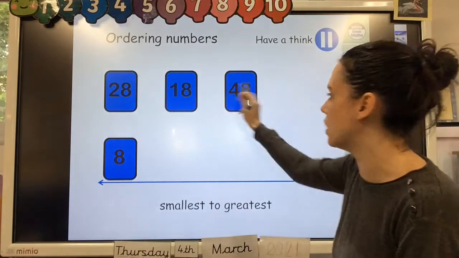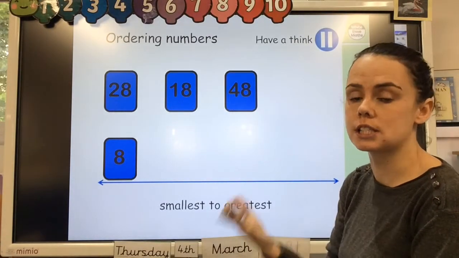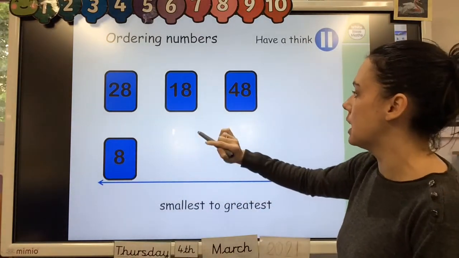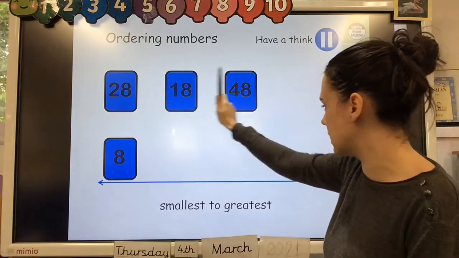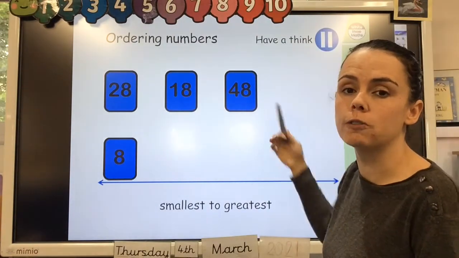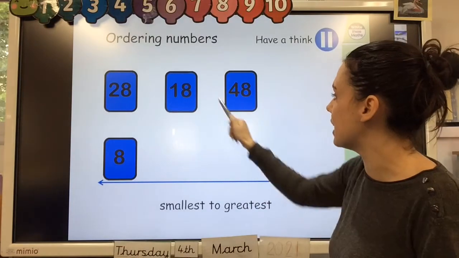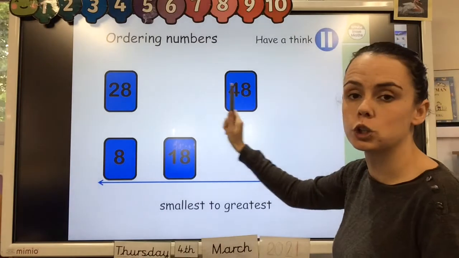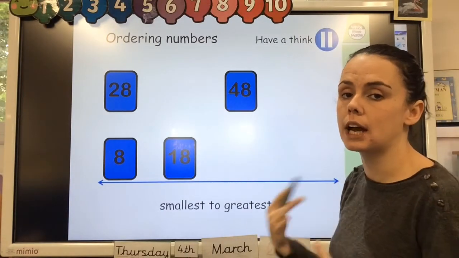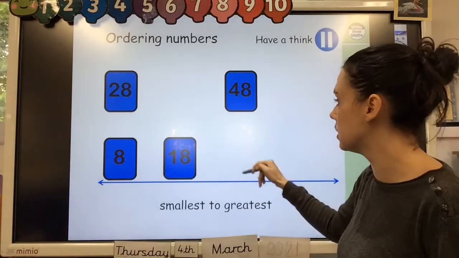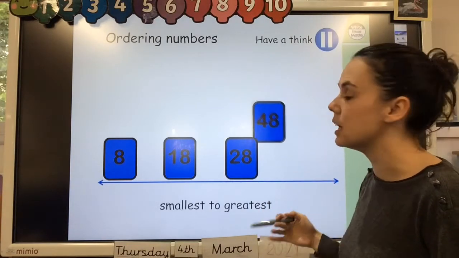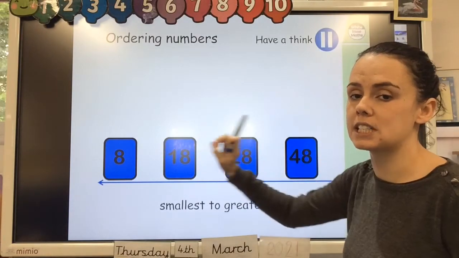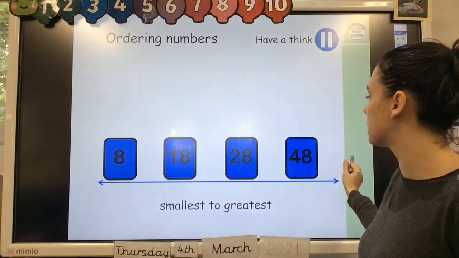What comes next? What can we use to help us? Well, they've all got the same 1s, so we can't use our 1s. So let's have a look at our 10s. Now 8 has no 10s. So this one has 2, this has 1 and this has 4. What's smaller, 2, 1 or 4? 1. So 18 can go here. And then 2 or 4, 20 or 40. Which one is smaller? 20, which means 48 must be here. So when we put these in order, we've got 8, 18, 28 and 48. And that's ordering from smallest up to biggest.